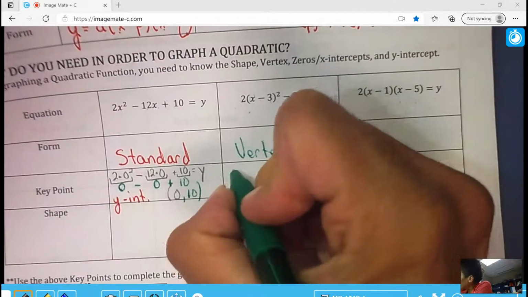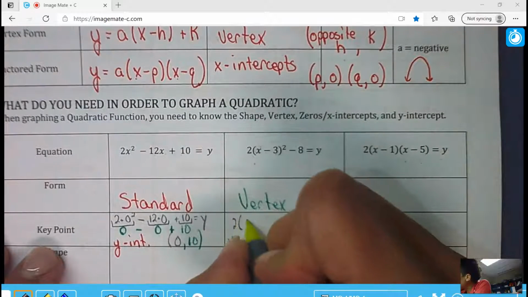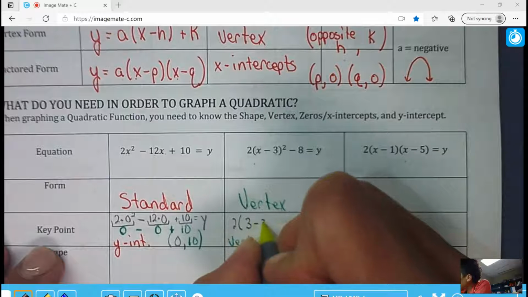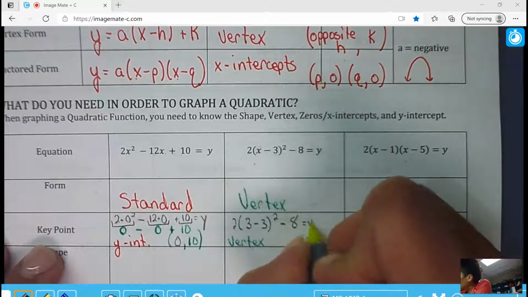Putting 3 in, sorry, losing my train of thought. I'm going to use a pencil. So I'm going to have 2 parentheses, 3 in for x, take away 3, square that, subtract 8, and then we're going to get our y value.